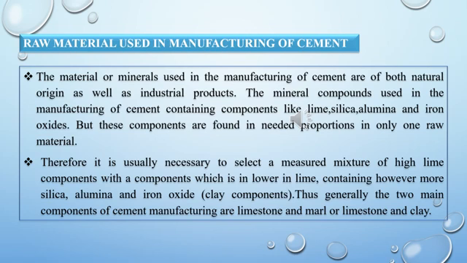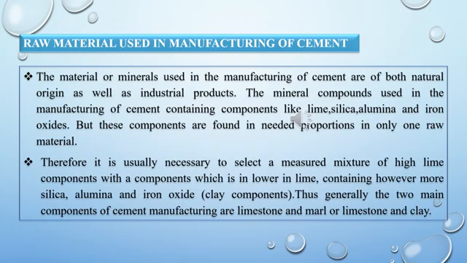What does it mean? What he discussed in this point is that there are two types of raw material. One is natural and the other is industrial. And then he discussed that the mineral compounds which are used in the manufacturing of cement contain components like lime, silica, alumina, and iron oxide. And he also discussed that these components are very necessary in the needed proportions in the raw material.